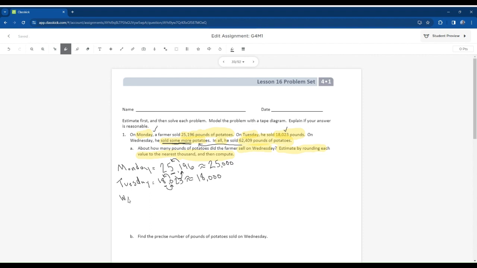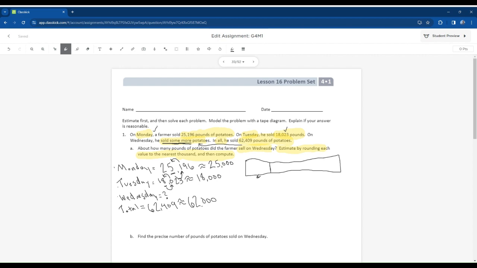Now remember, Wednesday we don't know. That's what we need to figure out. But we know the total. We know in all, which means the combination of Monday, Tuesday, and Wednesday, that will give us our total. So in total, he sold 62,409 pounds, which if we round, will give us 62,000.